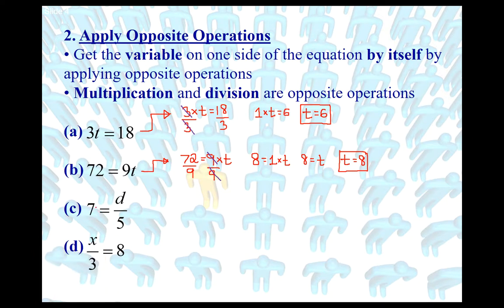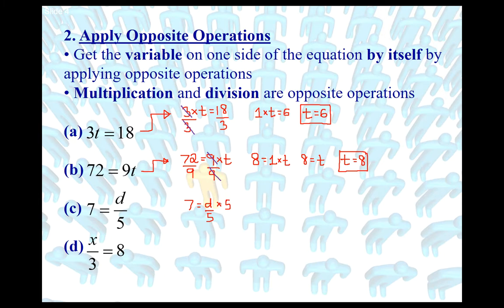Okay, next one. You have 7 is equal to d over 5. Now, the d is not isolated. So why is it not isolated? Because it's being divided by 5. Okay, so again, fraction means division. So what's the opposite operation of division? Well, that would be multiplication. So we're going to put the multiplication symbol up here. To get rid of it, we're going to multiply by that same number, 5.